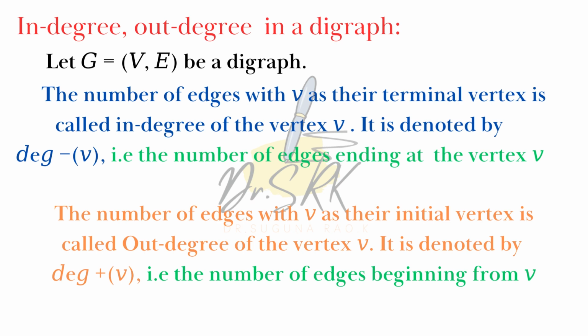What is the out degree of a vertex in a graph? The number of edges with the vertex V as their initial vertex is called the out degree of the vertex V. It is denoted by degree plus of V. Degree minus of V denotes the in degree of the vertex, and degree plus of V denotes the out degree of the vertex. That means the number of edges beginning from the vertex V is known as the out degree of the vertex.